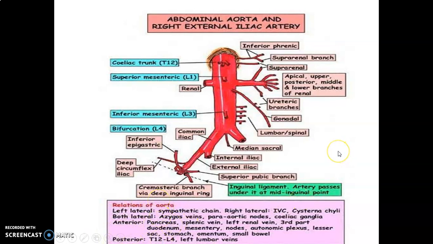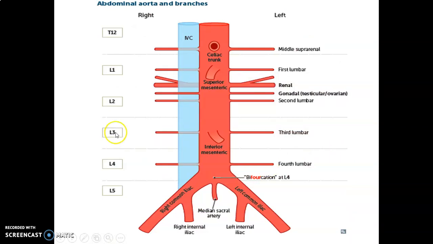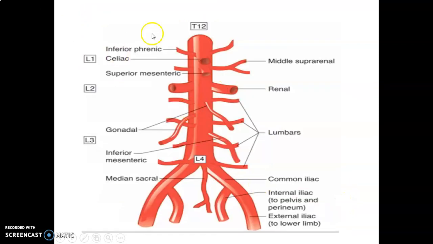Again, this shows you the branches of the aorta, so you can pause the video here and look at the branches. Look at celiac trunk, superior mesenteric, inferior mesenteric. Inferior mesenteric is here. This is gonadal. Then this is median sacral going downwards. These are the common iliac, internal iliac, external iliac, middle suprarenal, inferior phrenic, renal, gonadal, and the lumbar vessels, which are 4.